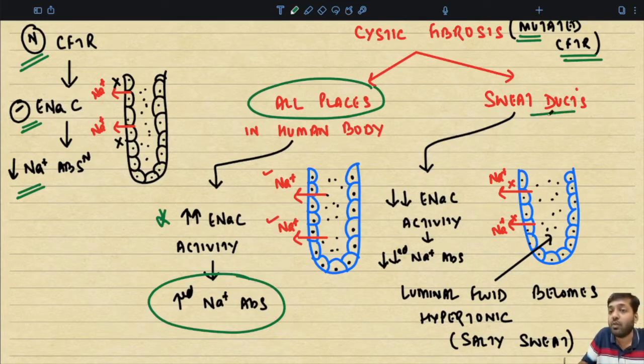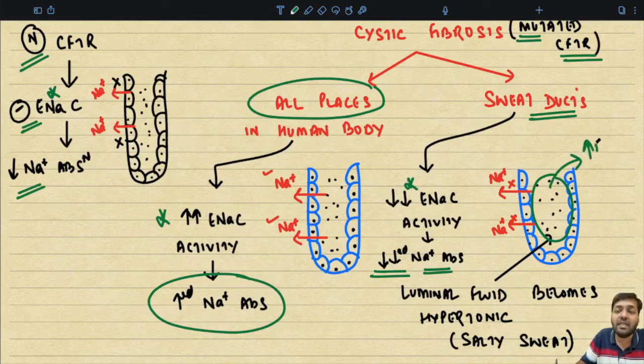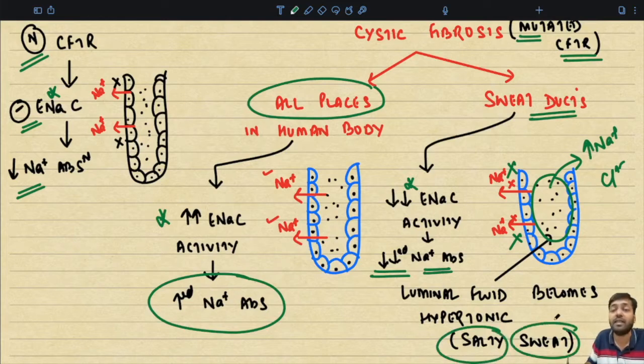Whereas in the sweat duct, the epithelial sodium channel activity decreases as compared to normal. Normally also they are inhibiting, but in cystic fibrosis at the sweat duct, the activity of the epithelial sodium channel is reduced drastically. So there is a very highly reduced amount of sodium reabsorption, and as a result whatever luminal fluid or sweat is remaining has an increased amount of sodium and chloride, as the sodium is not reabsorbed. As a result, the luminal fluid becomes hypertonic, responsible for the salty sweat that we see in cystic fibrosis.